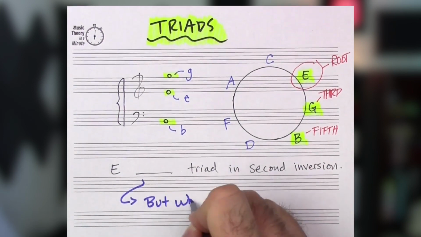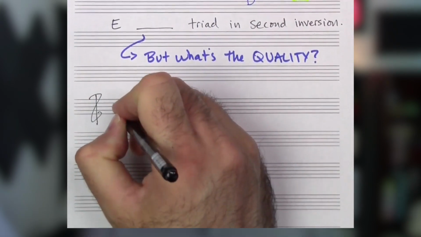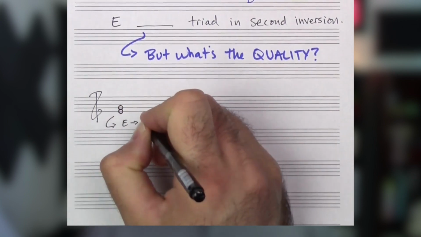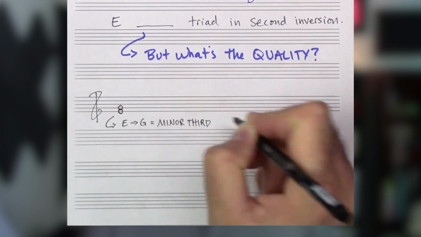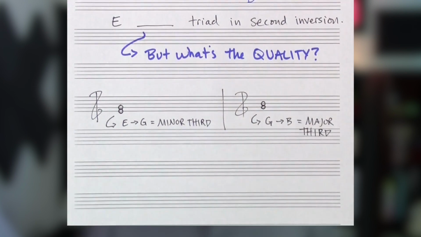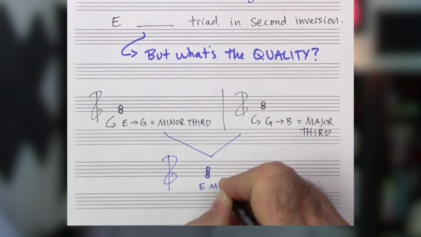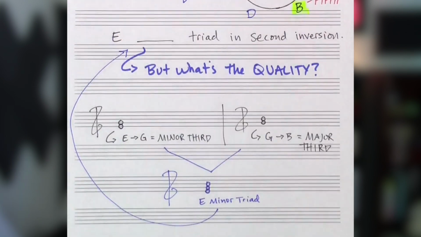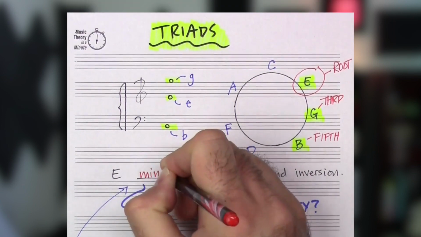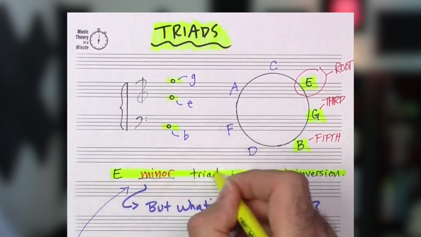But what's the quality? To figure out the quality, we have to go back and figure out the quality of the thirds. E to G is a minor third. G to B is a major third. So we have a minor triad. In the original form, with B on the bottom, we have an E minor triad in second inversion.